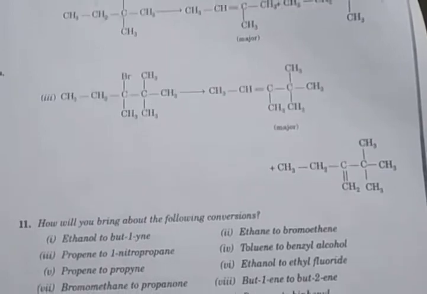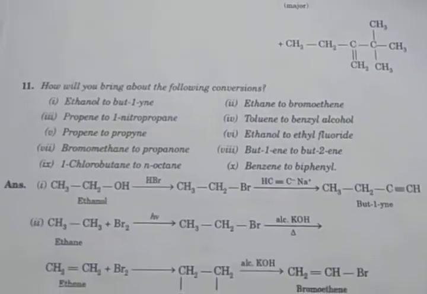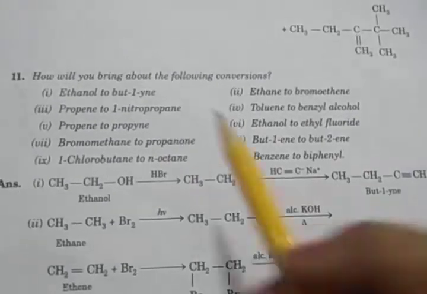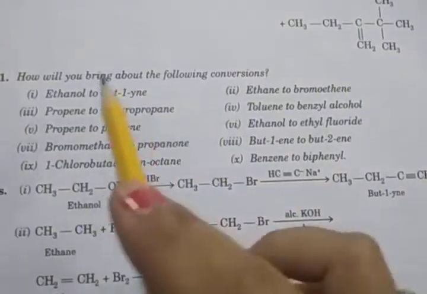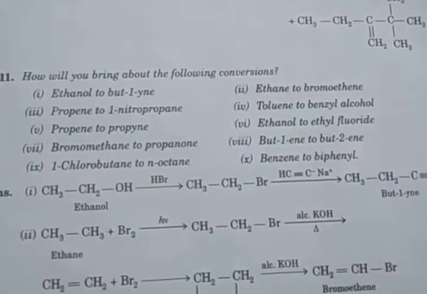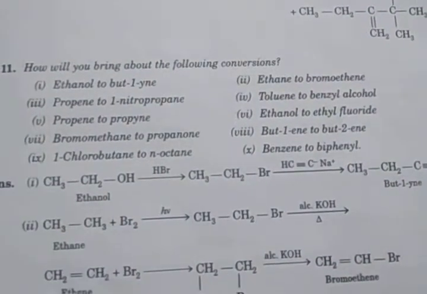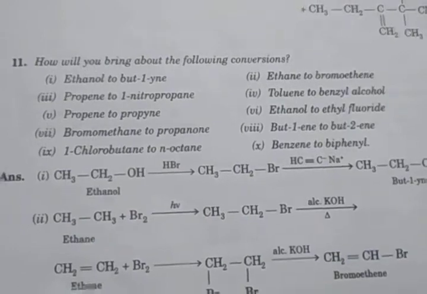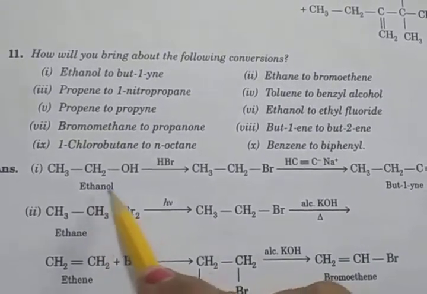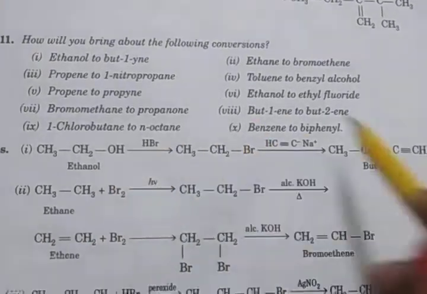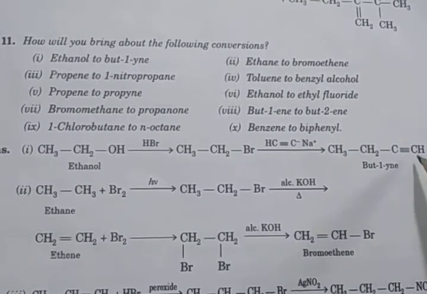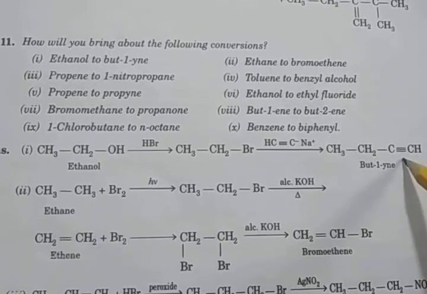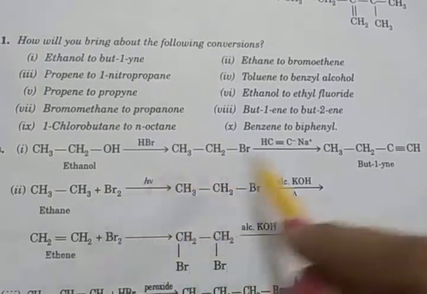Then question number 11. How will you bring about the following conversions? Ethanol to but-1-yne. So we have to take ethanol, CH3CH2OH, and convert it into but-1-yne, which has four carbons, 1, 2, 3, 4, with a triple bond after the first carbon. So which steps do we have to take?